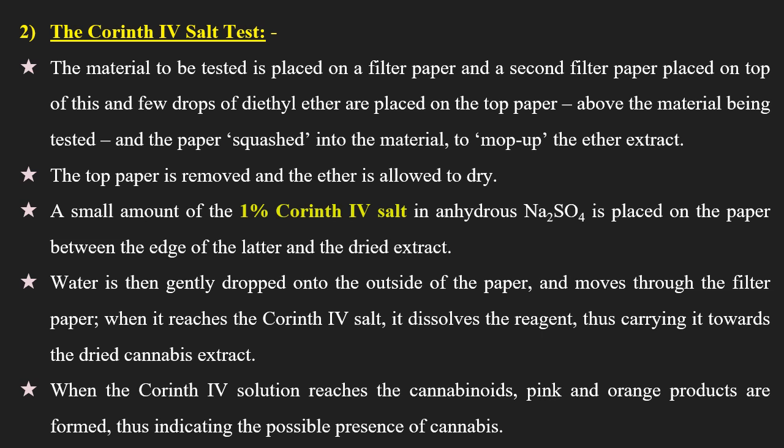A small quantity of Corinth 4 salt in anhydrous sodium sulfate is placed on the paper between the edge of the latter and the dried extract. Water is then gently dropped onto the outside of the paper and allowed to move through the paper. When the water reaches the Corinth 4 salt, it dissolves this reagent and thus carries it towards the dried cannabis extract. When the Corinth 4 solution reaches the cannabinoids, pink and orange products are formed, thus indicating the possible presence of cannabis.